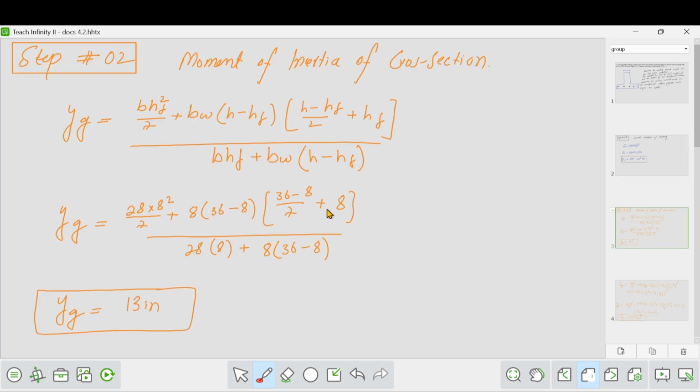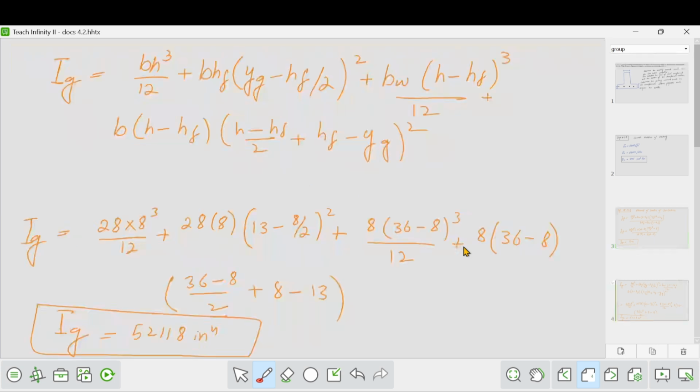Now determine the centroid of the gross section based on the given figure. We have found that b is equal to 18 inches and h is equal to 36. The flange has a depth of 8 inches and the web has a width of 8 inches. So I will put the values of the width of the web and the height of the flange, and I will get the centroid of the gross cross section as 13 inches on the y axis.